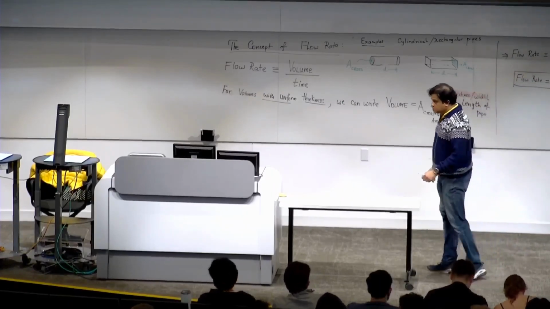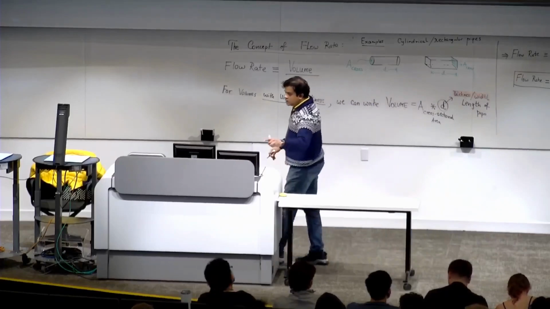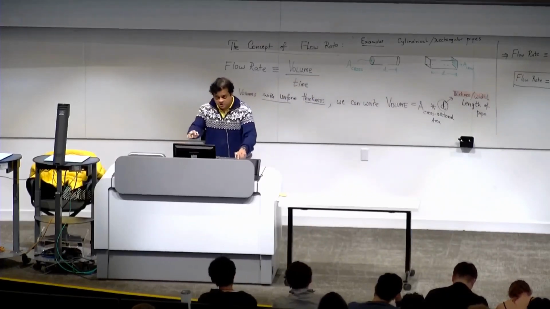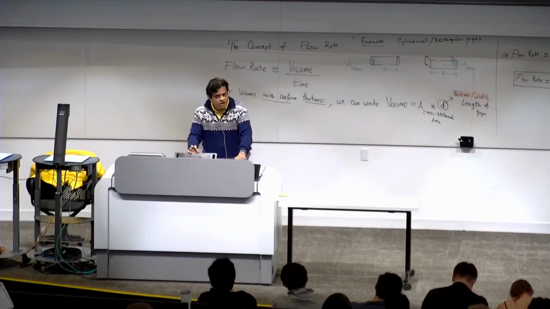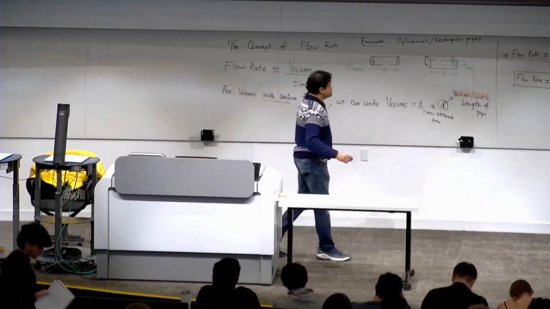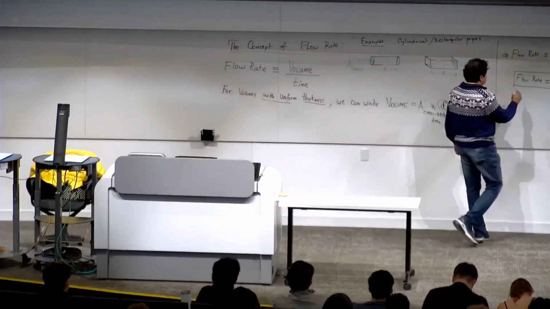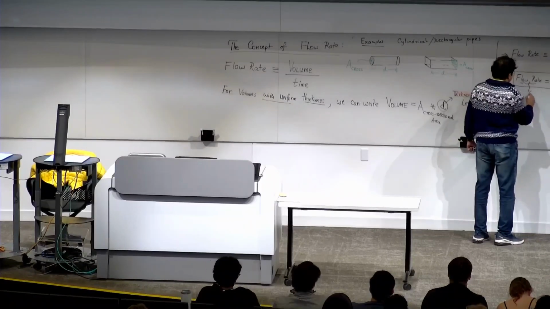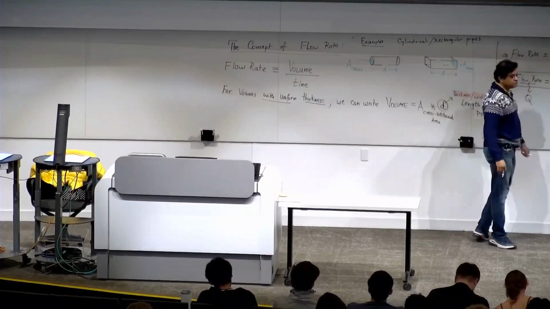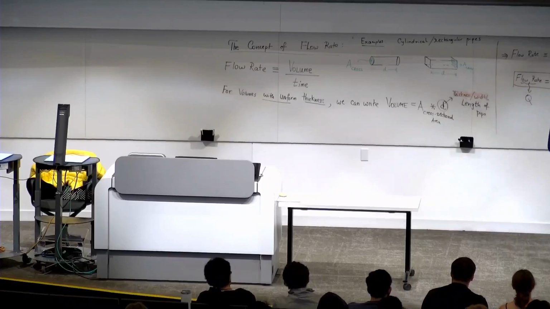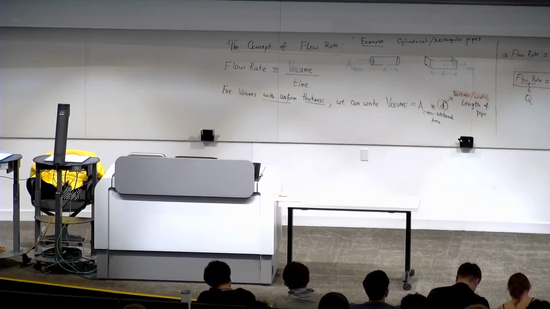At times, we give flow rate a letter, a symbol. Instead of writing flow rate, we have to put in symbols. The symbol we use for flow rate is Q. But it isn't the symbol that is important. What is important is knowing what it is and how to get it.